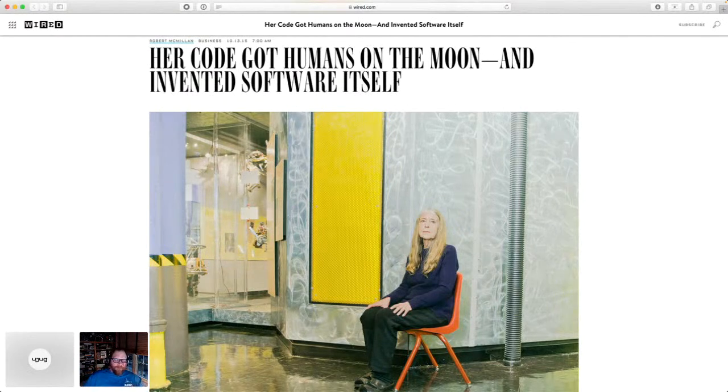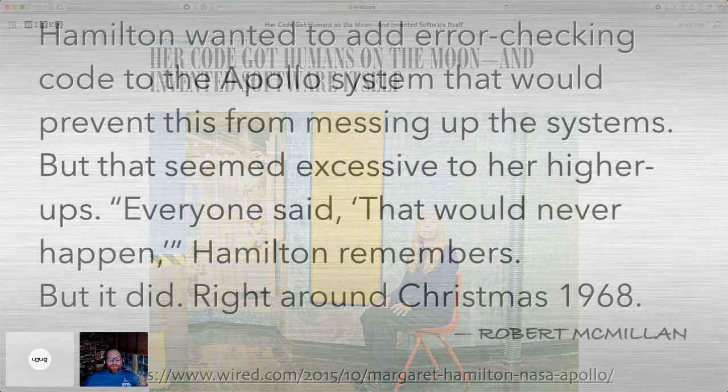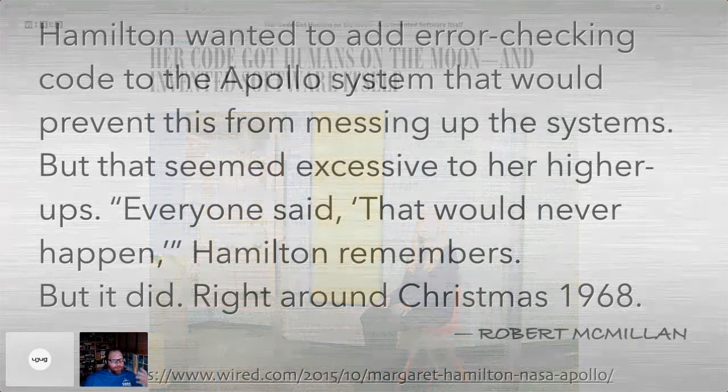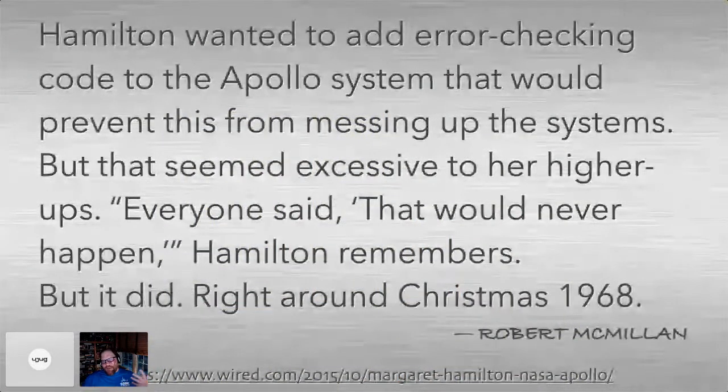That'll never happen. And you know what? These astronauts are perfect. They're highly trained. We'll just tell them, don't press the button, and they won't press the button. Well, you can guess what happened. It turns out they did, right around Christmas 1968. Now, luckily for them, she had baked some stuff into, at least in the documentation, so they recognized what happened and were able to correct it. So, situation worked out okay.